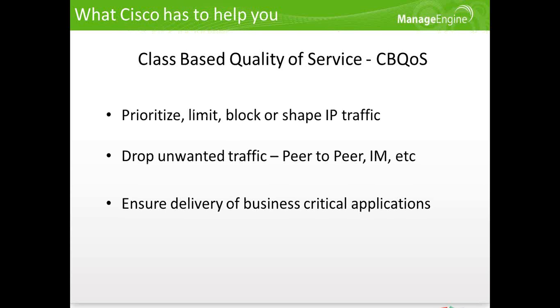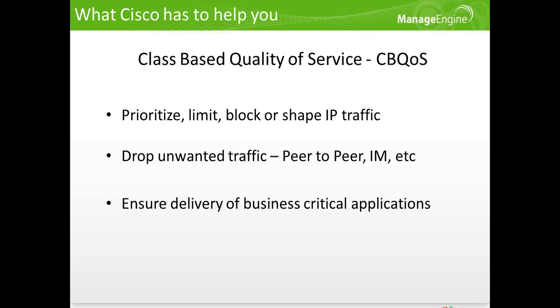You create traffic classes and associate them to policies which can manage the traffic. This way you can block unwanted applications, prioritize your business applications, and ensure the delivery of your business-critical apps. So you can prioritize it, block it, limit it, or allot a certain percentage of your bandwidth, not just blocking it or giving it more importance.